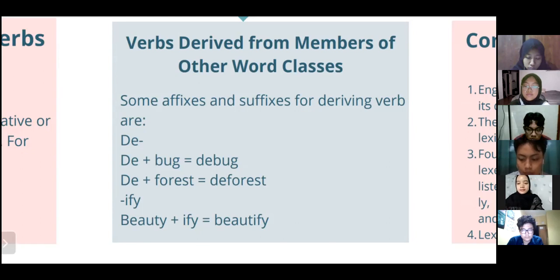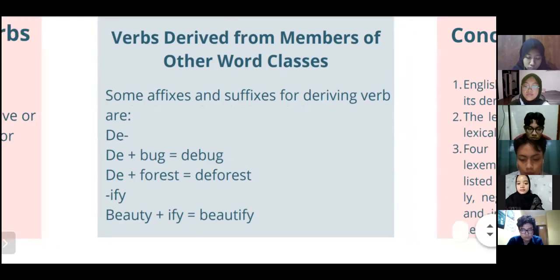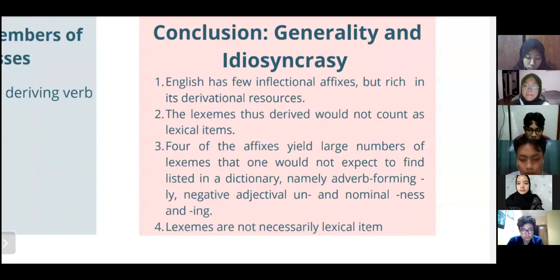And for the next material, I would like to explain the conclusions on generality and idiosyncrasy. There are four things that I would like to explain. The first is that English has few inflectional affixes, but English is at least as rich as French and German in its derivational processes. The reasons are historical, and I will explain them in the next materials.